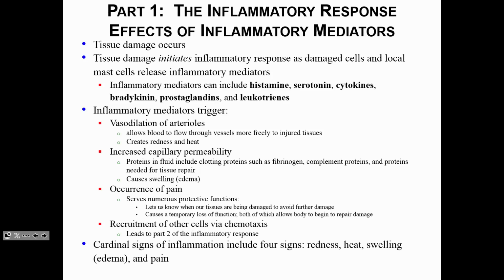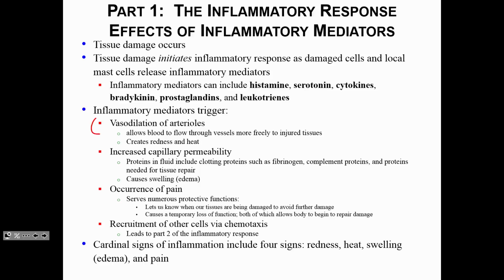So let's look at step one. This is part one of the inflammatory response. So first thing, of course, the damage occurs. Okay, that damage initiates the inflammatory response because the damaged cells and any mast cells that are nearby and local, they release the mediators, the inflammatory mediators. Now, those mediators can be histamine, serotonin, cytokines, bradykinin, prostaglandins, any of these chemicals. They're going to start helping kind of control this cleanup process. Now, what do all these chemicals trigger?